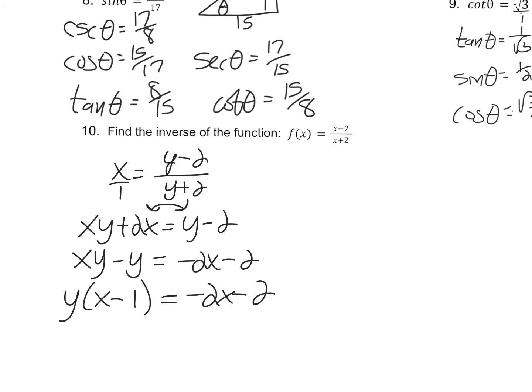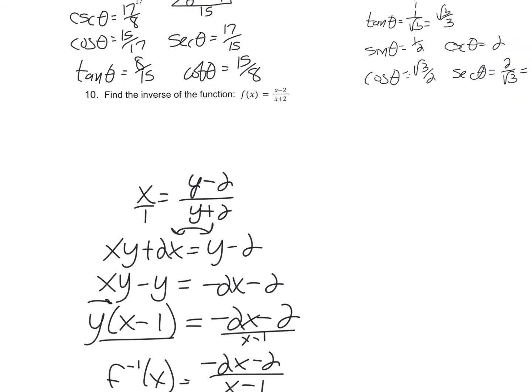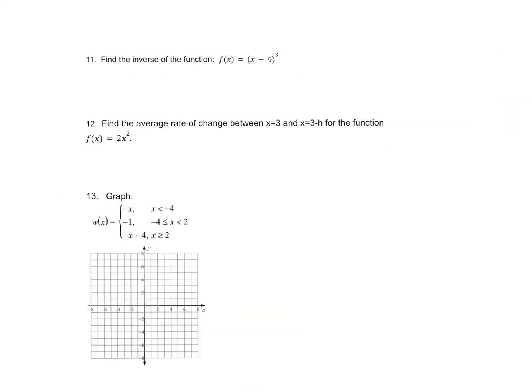And then to finish up, because it says y times the parentheses, the opposite of times is divide. So I'm going to divide both sides by that x minus 1. So my final answer, and don't forget, we write it like this. We put the inverse of f of x is going to be negative 2x minus 2 over x minus 1. And there's the inverse. I think that's all I got here. Yep. 11, another inverse.